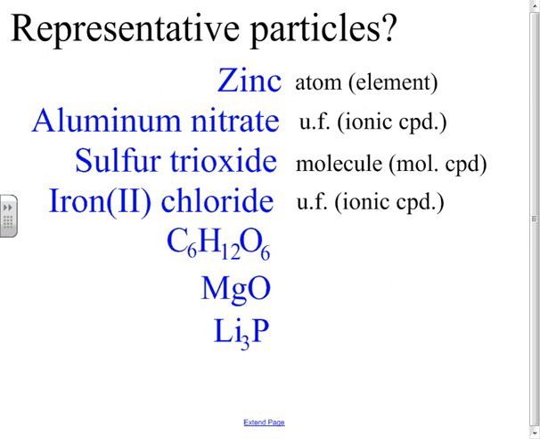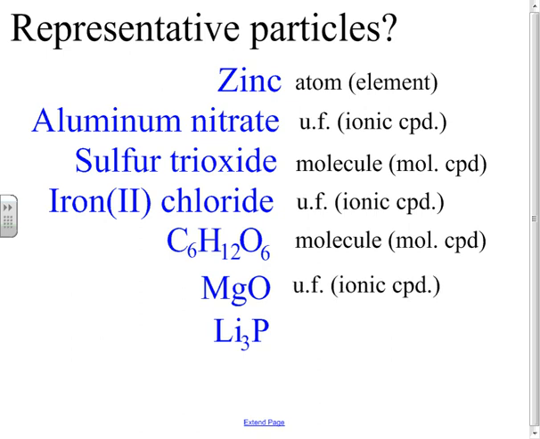C6H12O6, all non-metals, so that's a molecular compound being composed of molecules. Magnesium oxide is ionic, so it's the unit formula. Same for lithium phosphide, an ionic compound, so it is made up of unit formulas. So representative particles are the types of particles that make up a particular type of substance.